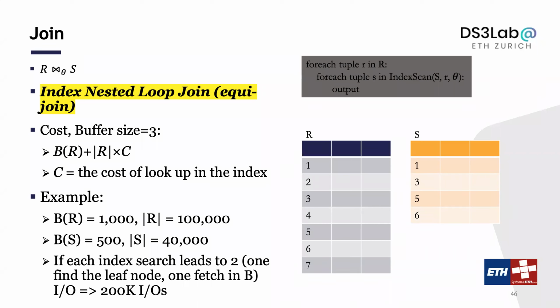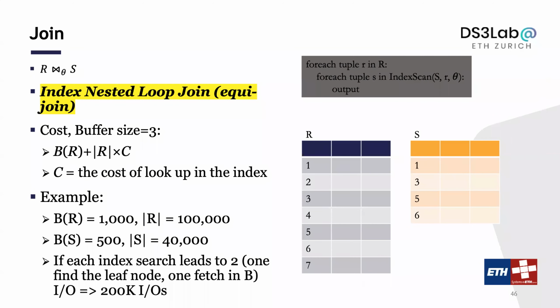Assuming I have a B tree over S, the thing you can do is actually use the index, right? You can enumerate every single tuple in R, and for every single tuple, you do an index lookup. If you are doing equijoin, you try to find all the tuples in S whose attribute equals something, which is a function of R. And then you output all the pairs, and you're done, right?